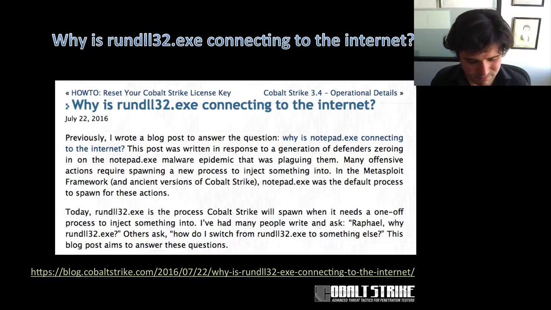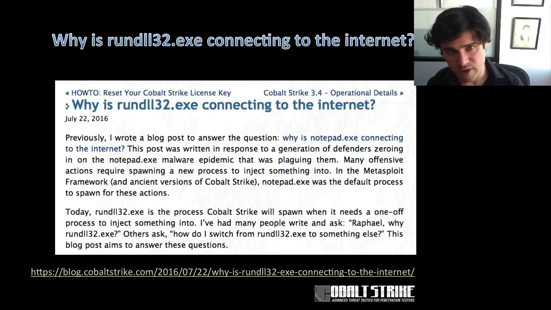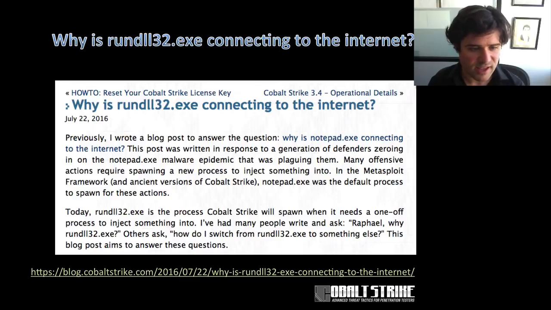Here's another one. I mentioned before that Rundll32 is a default that is used throughout the Cobalt Strike toolset. It is used anytime Cobalt Strike wants to migrate to a process or spawn a new process. But it's just that. It's a default. And I mentioned that it is my job to make you aware that it's a default and that you have the ability to change that default. And this blog post from July 2016 is where I did that. So if you're curious about Rundll32 and how to scrub it from the toolset, this is the place to go.